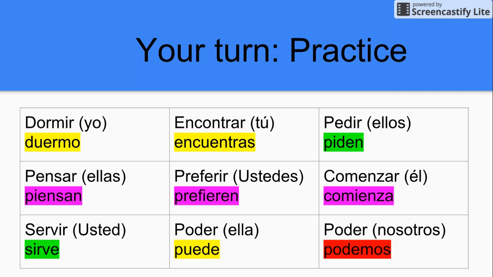Great job. Hopefully you came up with duermo, encuentras, piden, piensan, prefieren, comienza, sirve, puede, and then I left this in red, podemos. The nosotros will not suffer stem changes. So you can see in the yellow we have our O to UE stem change. All of these O's became UEs. We have in the pinkish purple color here the E to IE stem change. And in the green we have the E to I.